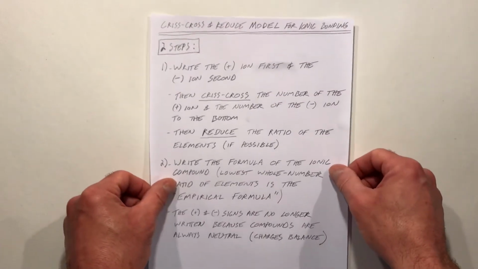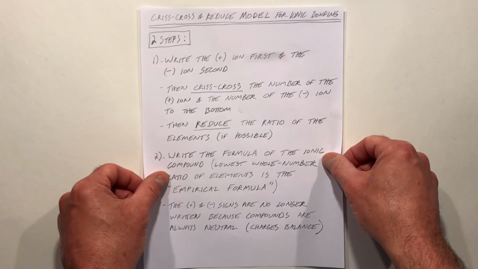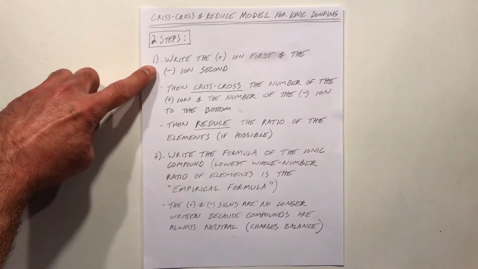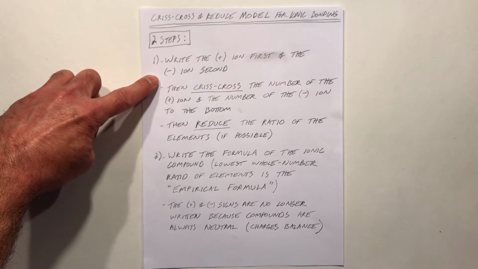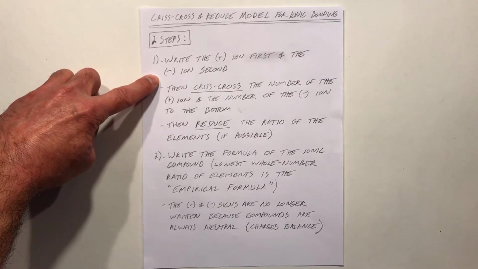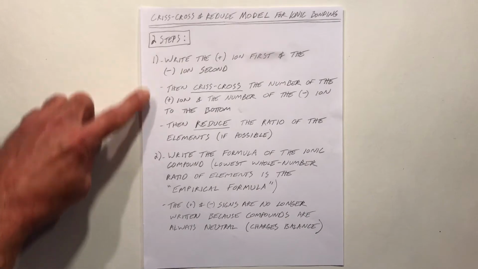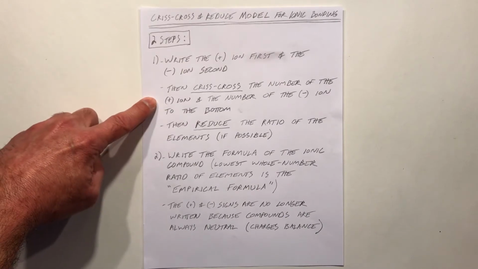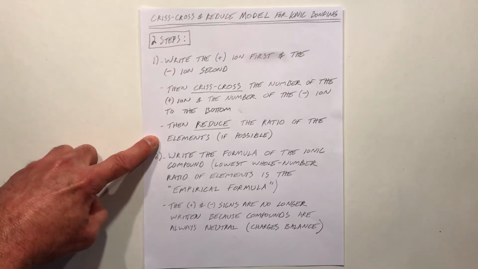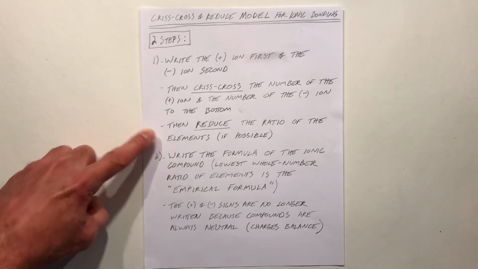The Criss-Cross and Reduce method has 2 steps. In the first step, we write the positive and the negative ions down. We always write the positive ion first and then the negative ion second. What we're going to do is crisscross the numbers of the positive and negative ion charges down to the bottom, although we just drop the positive and negative signs at this point. And then we reduce the ratio of the elements if possible.